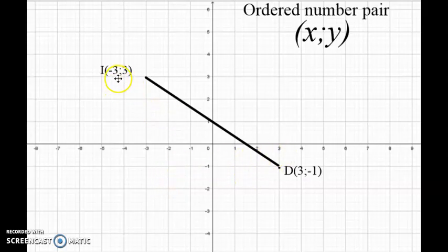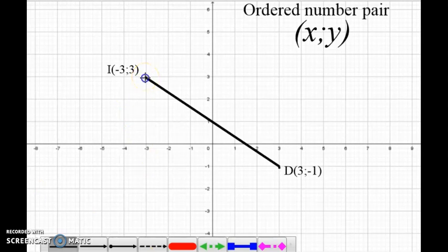So if I look at the coordinates of point I, which is -3 and +3, and I look at the coordinates of point D, which is 3 and -1, and I want to calculate the slope between these 2 points. What is the slope of this line? I will have to see what is the change in y over the change in x. So I'm looking at the rise of this graph over a distance. So let's calculate. If I move from I to D, I would have to move 4 units down, and I would have to use 6 units across.